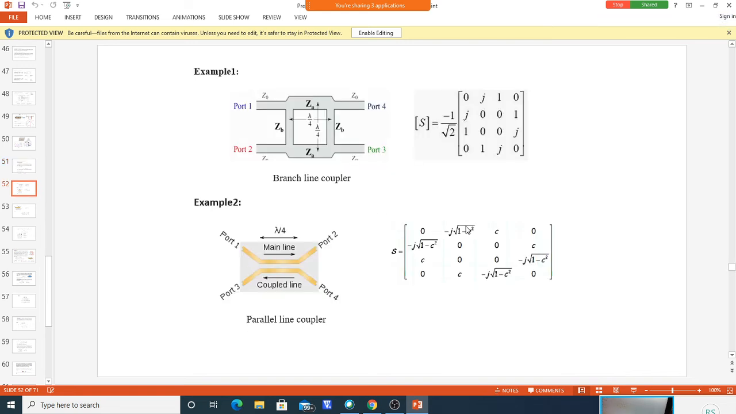Okay, so we will see an example. In the example, this is S11. This is S21, sorry, S12. And what is this here? S21. So S21 is equal to S12. Both are equal. Similarly, this is S13, and this is S31. Both are equal. Similarly, here is S24, and this is S42. Both are equal.